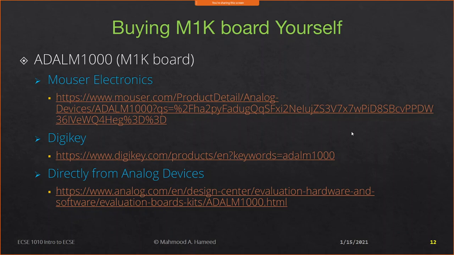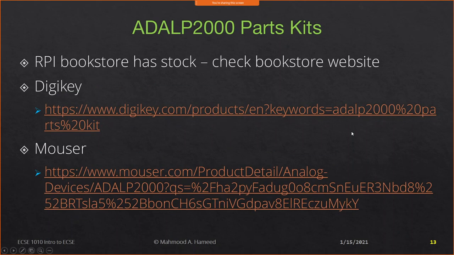If I go to the next slide, that is the parts kit information. Now, the best place I would recommend to get the parts kit is through the RPI bookstore. It's already in stock and you can get it shipped to your dorm room, or if you're remote, you can get it shipped to your home. But that's the best way to purchase the parts kit. But you can also get it from DigiKey and Mouser.